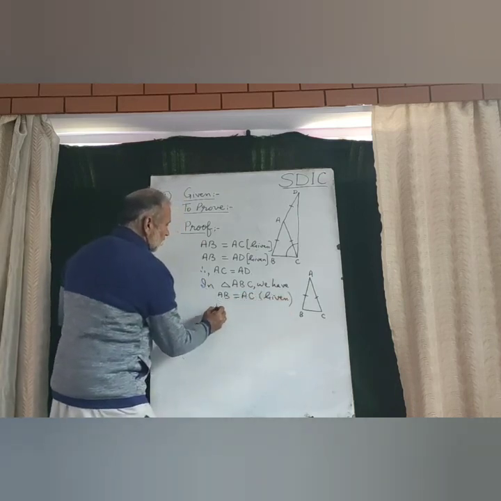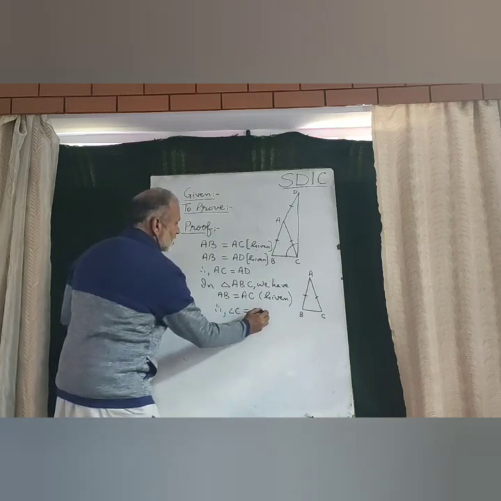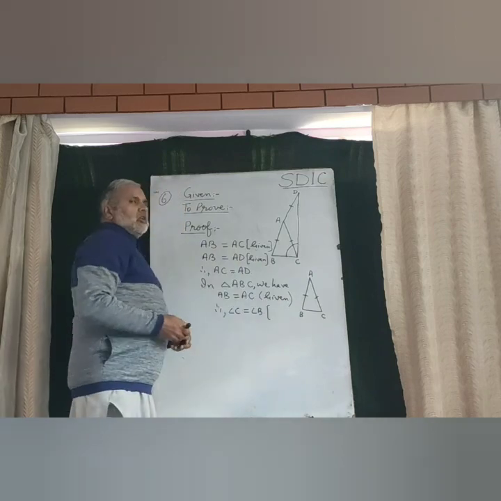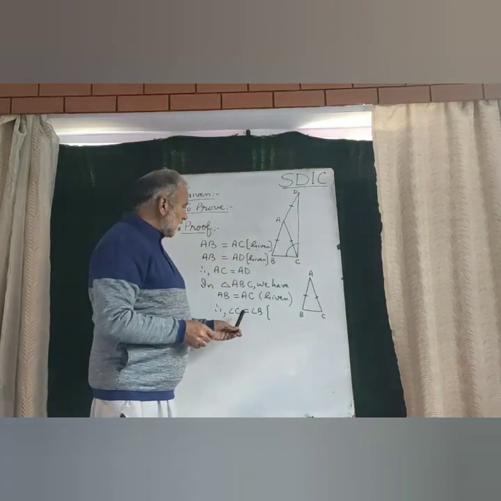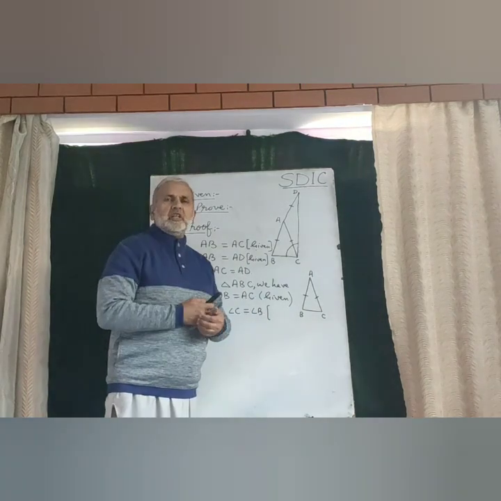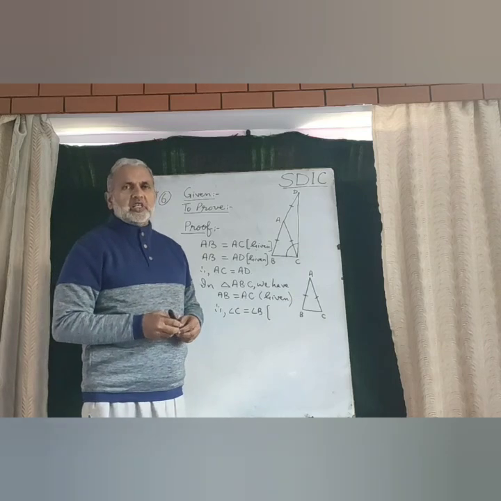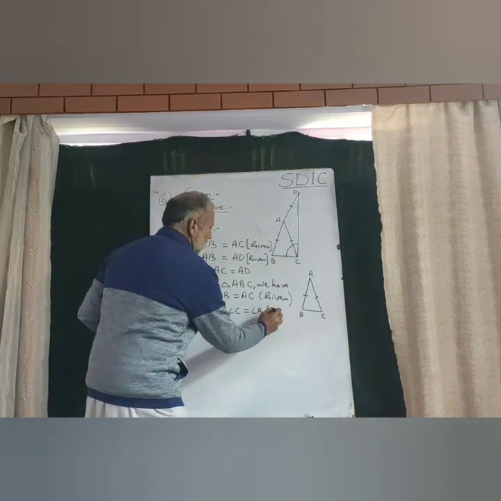And the conclusion therefore will be angle C is equal to angle B. As usual, we'll put the reason here why we say angle C equal to angle B, knowing that AB equal to AC. The theorem is angles opposite to equal sides of a triangle are equal. So write here the reason.